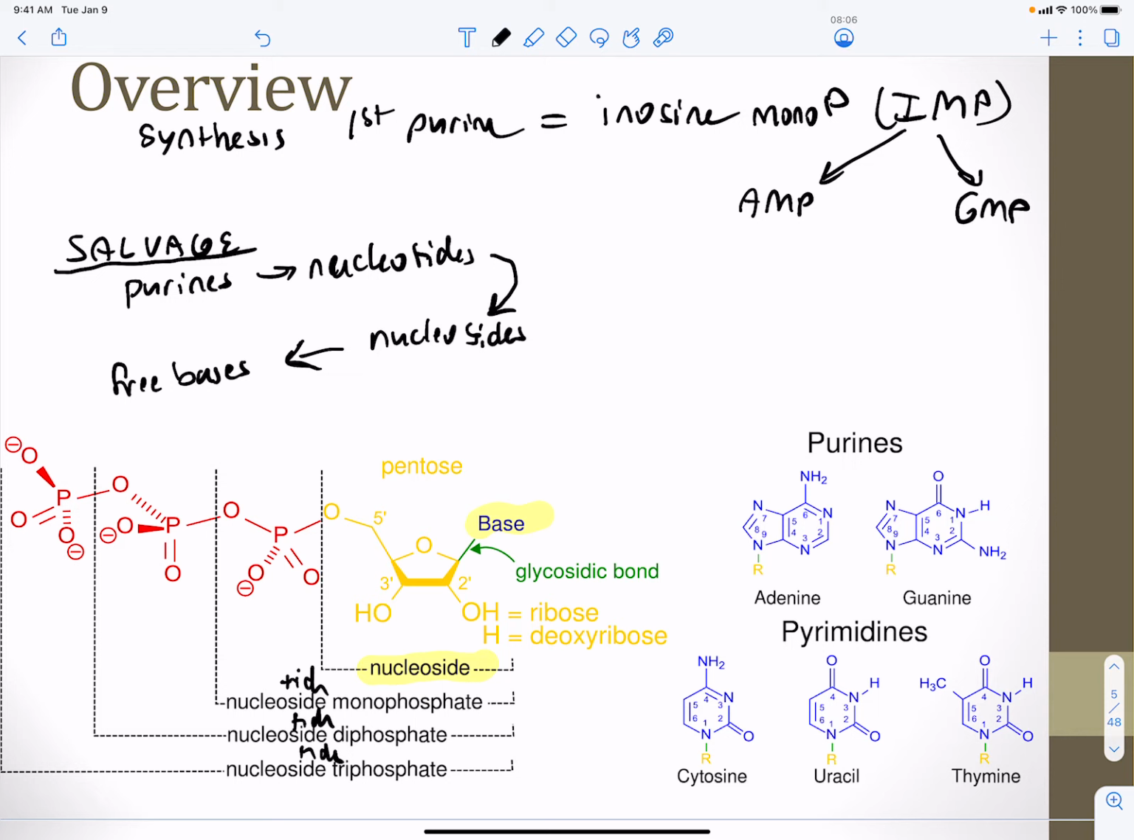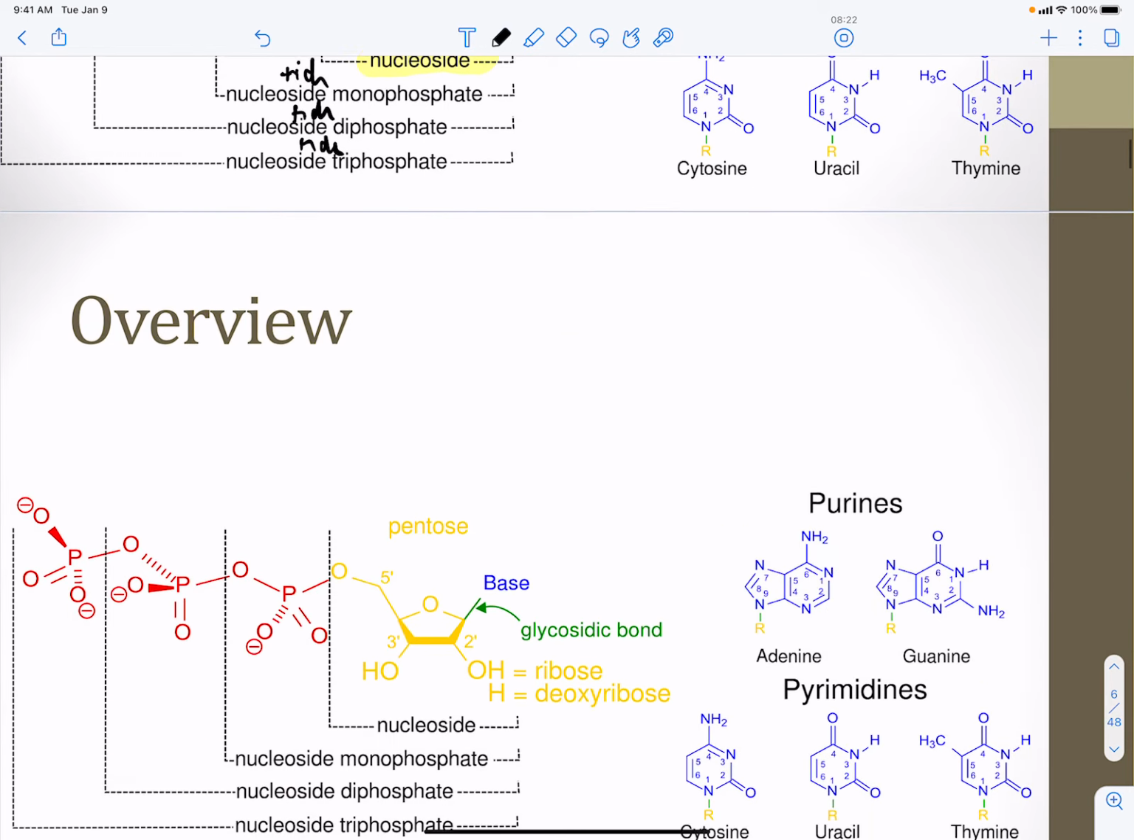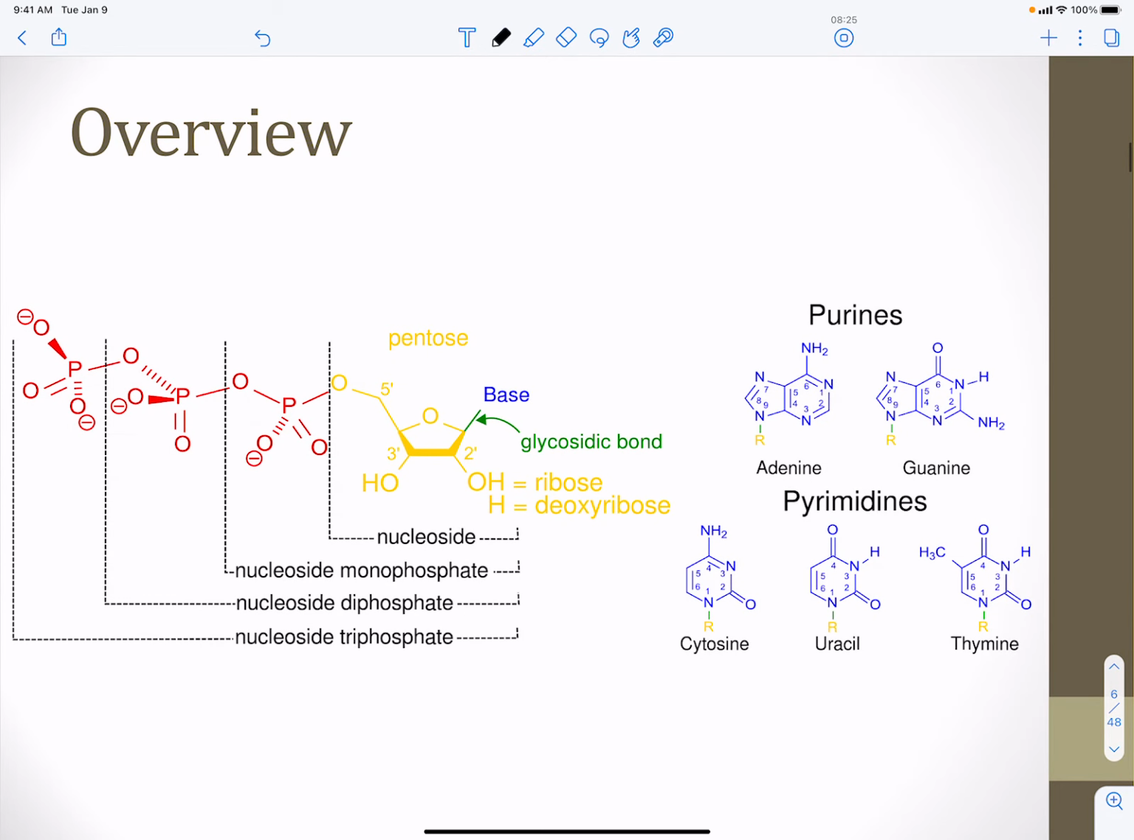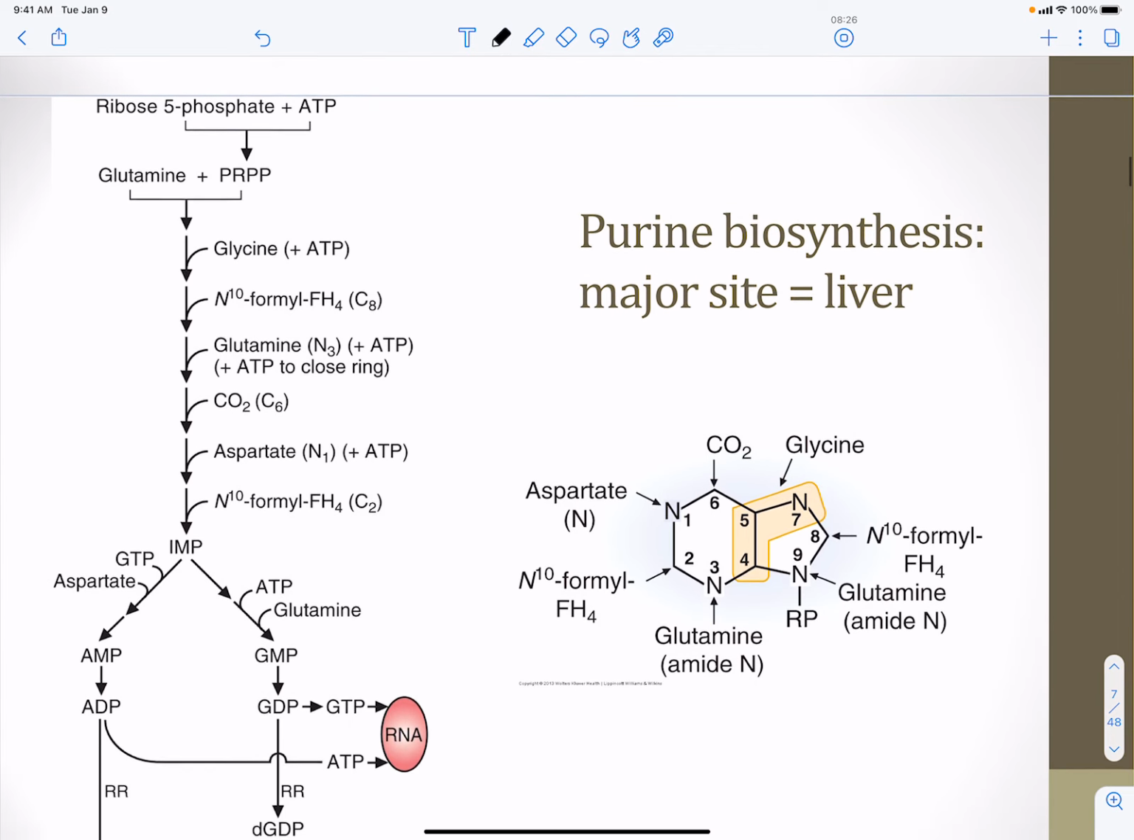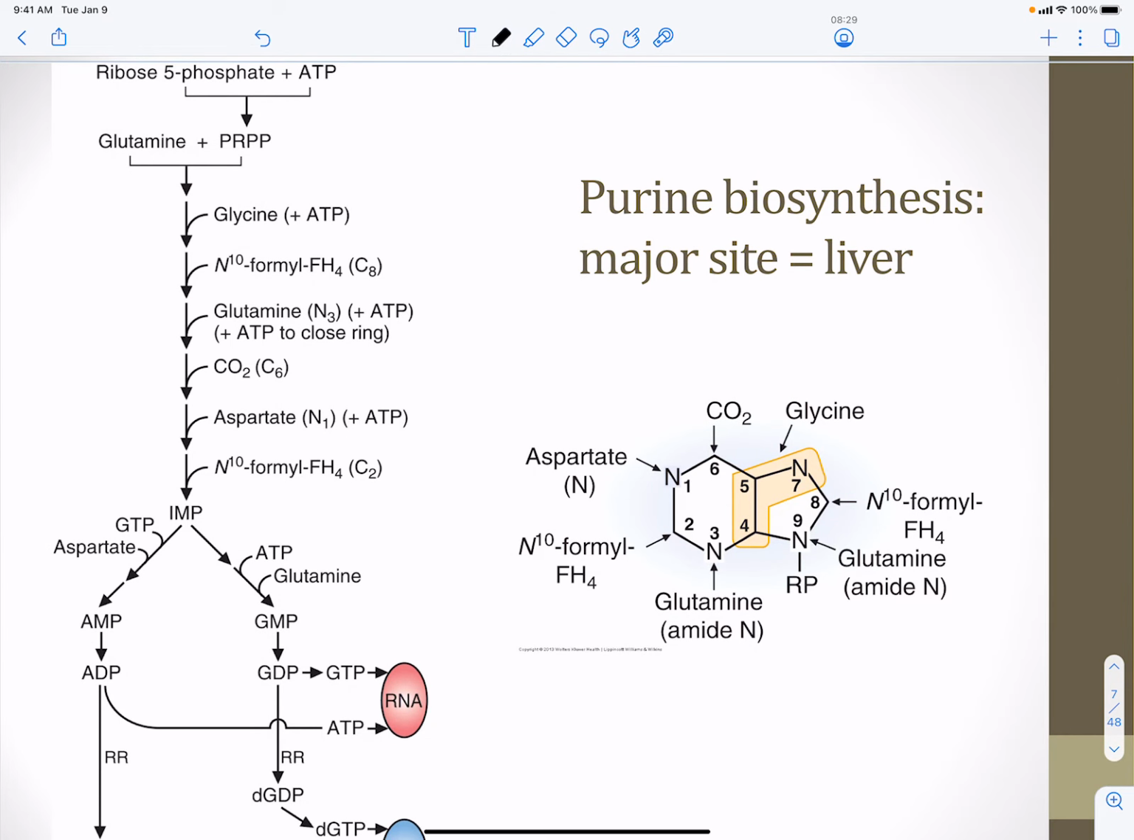Now, pyrimidine bases are going to be synthesized as free bases, and then they're going to be converted to a nucleotide. And we'll talk about the synthesis of pyrimidines in the next lecture. Okay, so I just went over that. All right, so now we're going to have the formation of purines.